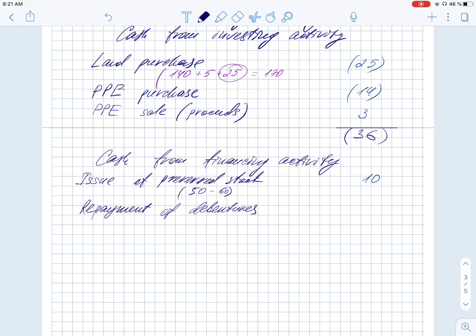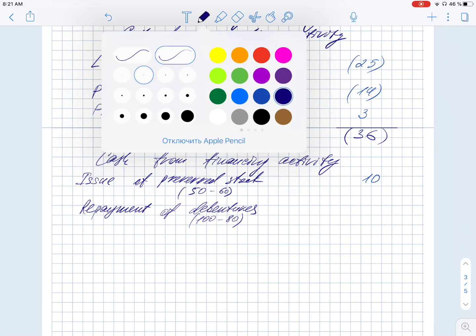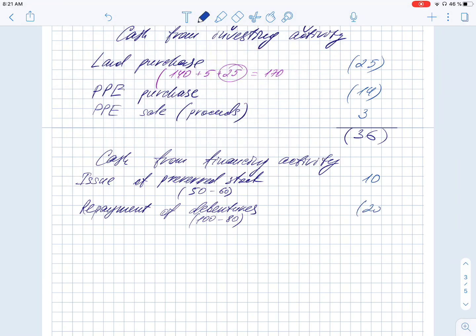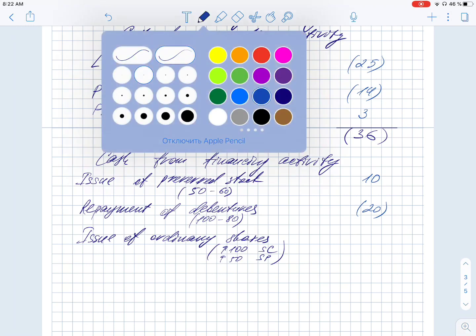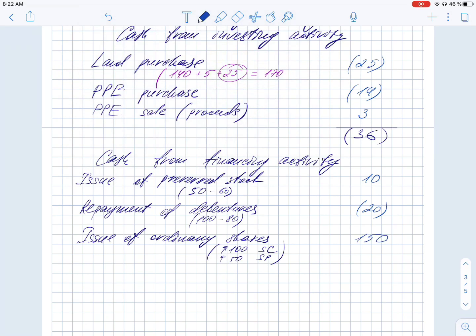The company had 100 of long-term liability, and at the end of the year it was 80 only, so the company repaid £20,000, a decrease in cash. And issue of ordinary shares. We have just calculated that the total increase was by 10 in share capital and by 50 in share premium. Totally that led to an increase in cash in the amount of 150 here.